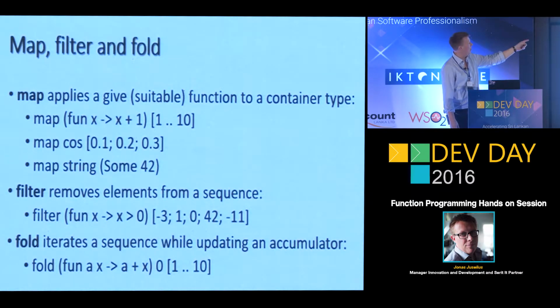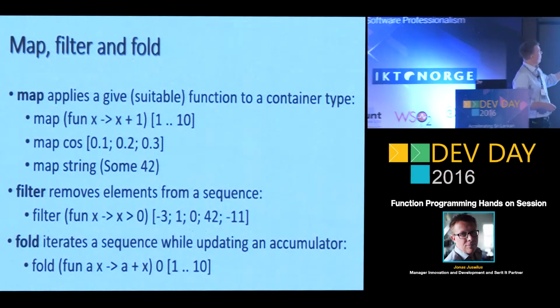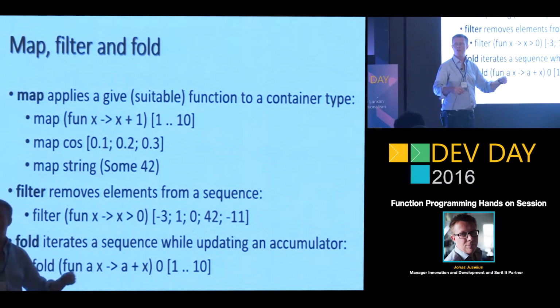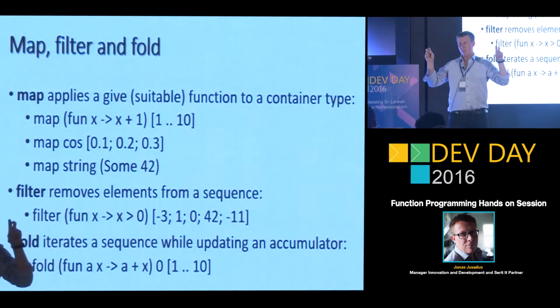Or I could say map cosine to that list. But map is kind of special. There are a lot of kinds of containers, and one of them is the option type, which I won't go into in any detail, but the option type can either contain a value or not contain a value. It's a container type, and it has a map defined. So I can map a string to a container type which is now containing some value 42, and it would produce the value some string 42 for me.